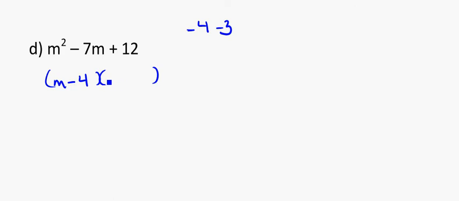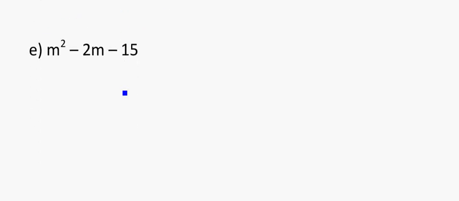So m minus 4 and m minus 3. Negative 4 minus 3 will get me the negative 7, and negative 4 times a negative 3 will get me a positive 12. So I've got the answer correct here. So if you notice, there was a positive at the end and a negative in the middle. Both my terms need to be negative.